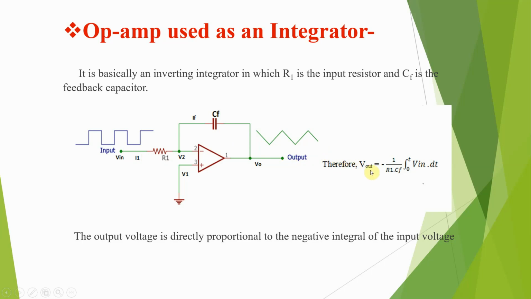Therefore, what is the equation for the integrator? That is the output voltage equation. V0 or V out is equal to minus 1 upon R1 CF, integration limit 0 to t, V in dt. This is the equation for the integrator. This equation indicates that the output voltage is directly proportional to the negative integral of the input voltage. Why is there a minus sign? Because the input is applied to the inverting terminal of the op-amp.